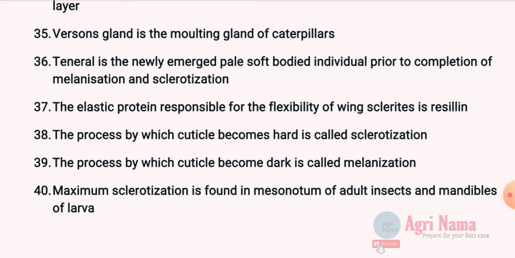37. The elastic protein responsible for the flexibility of the wing sclerites is resilin. जो flexibility पाई जाती है insects में, insect के wings में, वो किस protein की वजह से होती है? Resilin की वजह से.